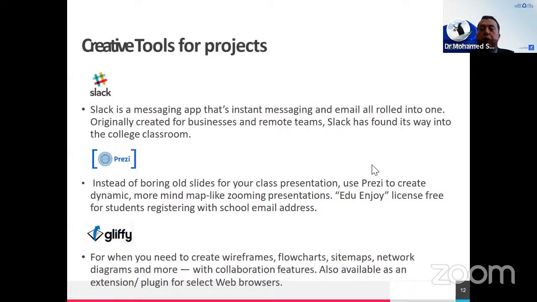For your presentation, you can use PowerPoint, but the problem with PowerPoint is most of the time it's linear. People sometimes get bored. So there should be some innovative way to present. There are some good tools or applications for presenting, such as Prezi. Prezi can help you to create dynamic, more mind map like zooming presentations, and it's free for students, if your institution is registered. You can zoom in, zoom out. Although nowadays PowerPoint also can do some of these features, Prezi is made upon these features, so it has a lot of tools to do that.